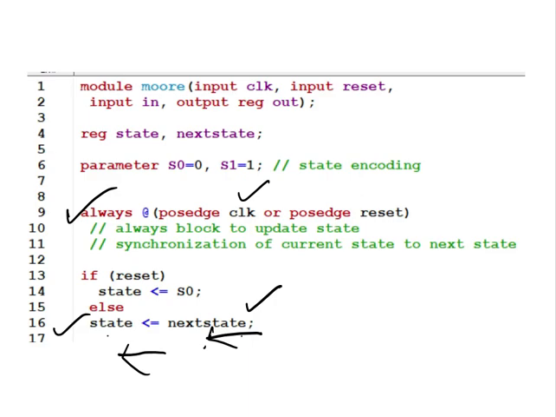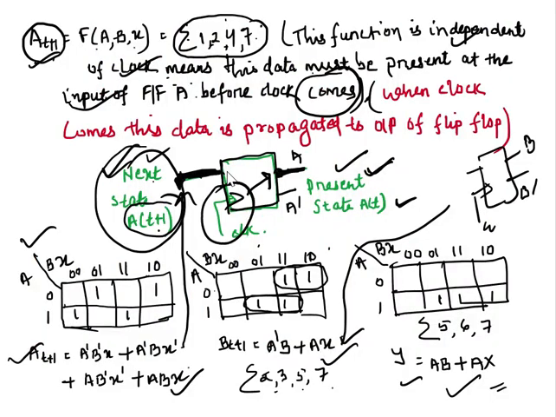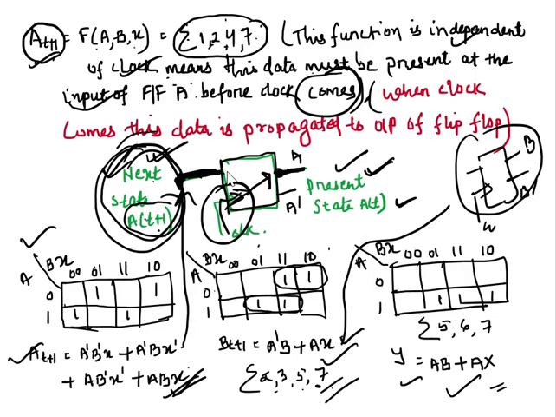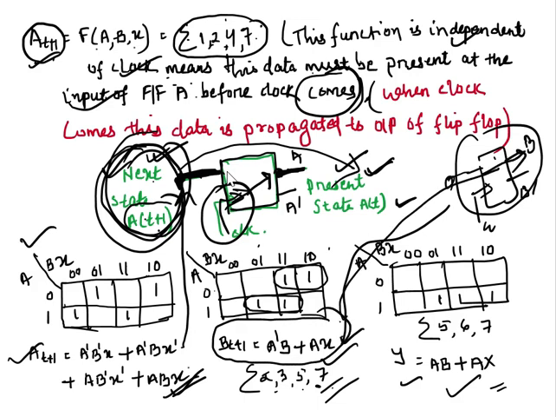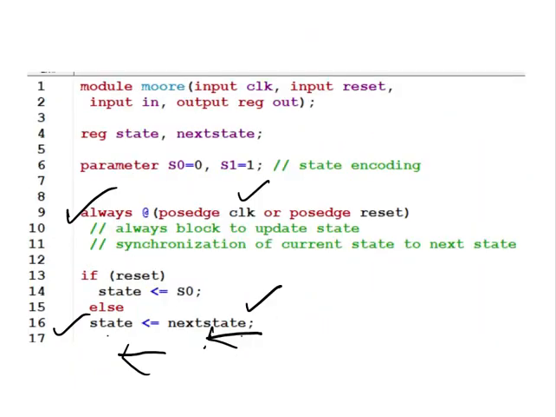Same thing here. Whenever the clock comes, whatever data we have here, the next state, and that next state is decided by this logic. The next state for this flip flop is decided by this logic. So whenever the clock comes, this next state is propagated to the output of this B flip flop. This is the reason why we write this line in every FSM Verilog code: if clock comes, then state equal to next state.